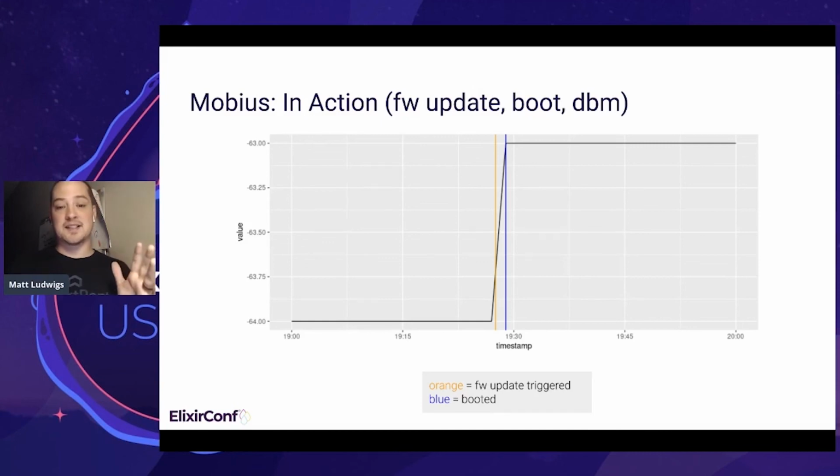Now, I don't think this is completely accurate because, like I said, with circular buffers, you're going to lose some granularity in data. So I think the blue line is shifted over a little bit. And in reality, it's closer to the firmware update triggered. And then when you see that jump to negative 63, that's when we reconnected and were able to get the dBm out of the modem.